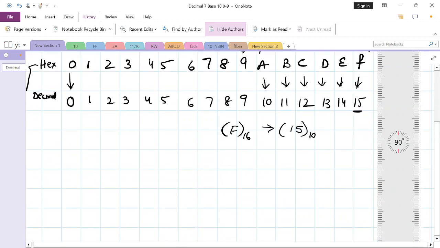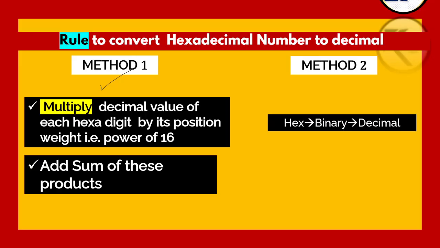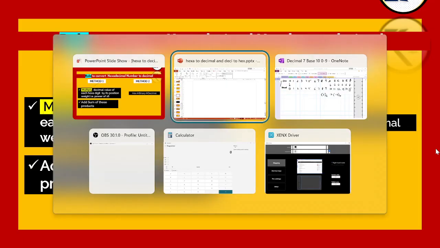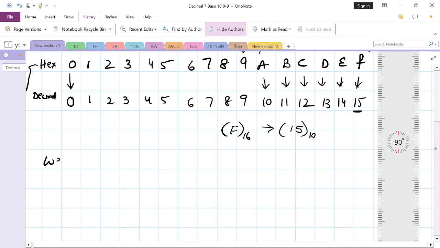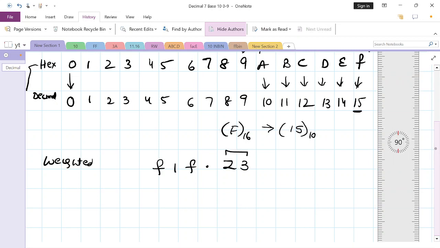Now, you have to multiply this decimal equivalent with what? With the power of 16. So this hexa number is basically what? A weighted number system. So if I have this number F1.F, this is the fractional part and this is the whole number part and this is our hexadecimal point. See, this is also F, this is also F, but the weight or the magnitude of each digit will depend upon its position within the given number, and that is the weight of that digit. So since it is a base 16 number system, the weights are the powers of 16.